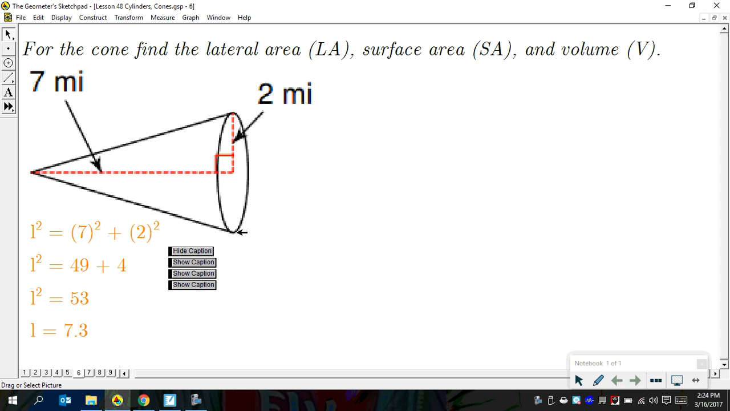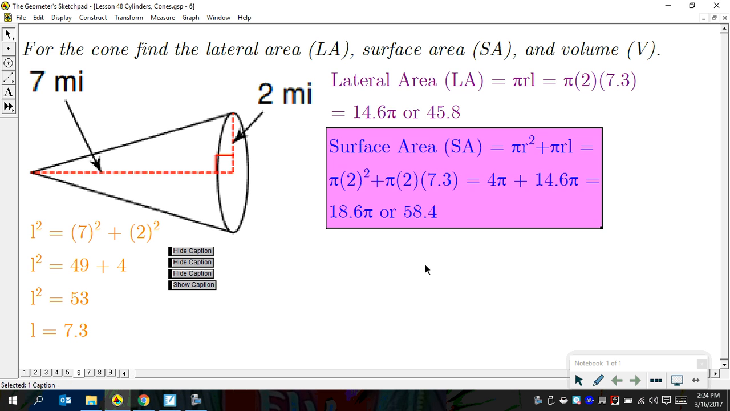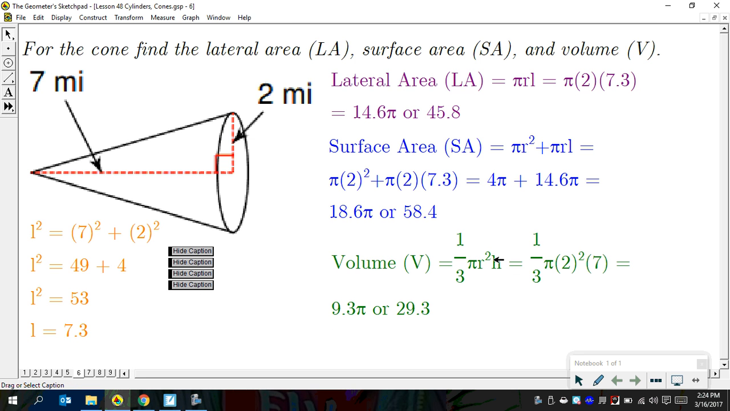So now I can just plug in for R and L to get my lateral area. So I plug 2 in for R, 7.3 in for L to get the lateral area. I can plug in R and L for the surface area formula to get my surface area. And these will be in miles, so 58.4 miles, 45.8 miles squared, sorry, since it's an area. And my volume, I plug in R, and this time I'm going to use H, this perpendicular distance 7, and I get the volume to be 29.3, and that would be miles cubed.